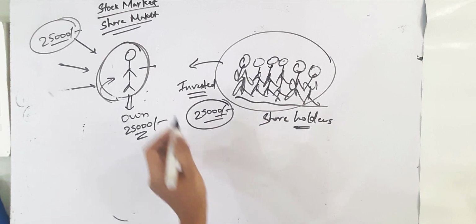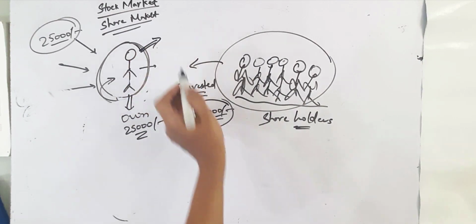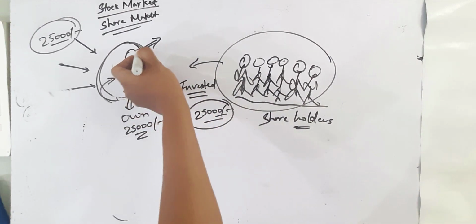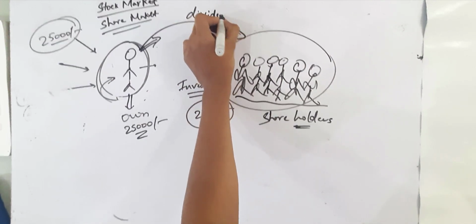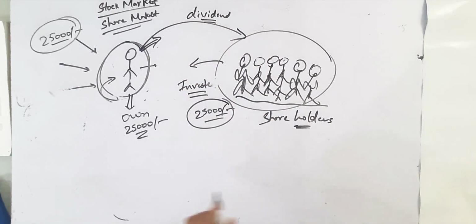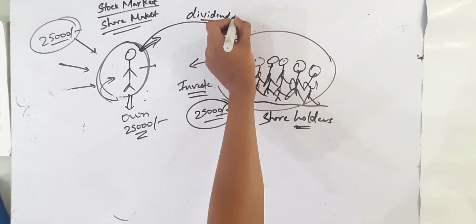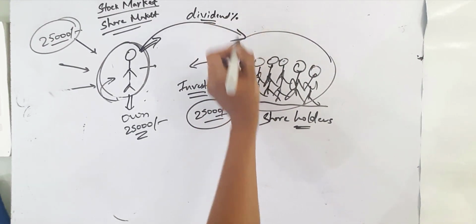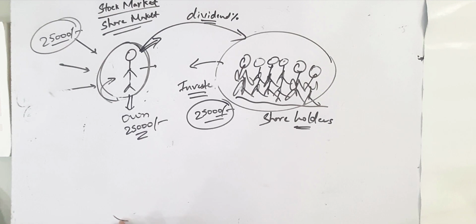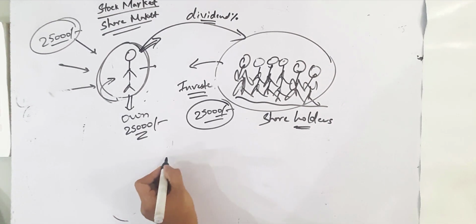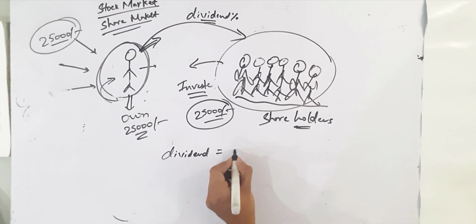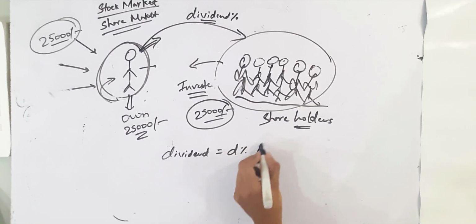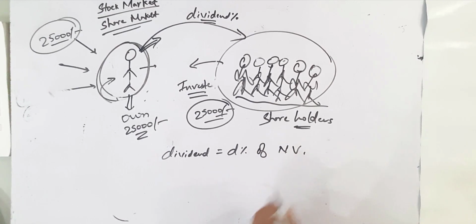So when there is a profit of the company, in return the company gives dividend to the shareholders. It is calculated by percentage, and the dividend percent is always expressed as a percentage of the nominal value. That is, dividend equals dividend percent of nominal value.